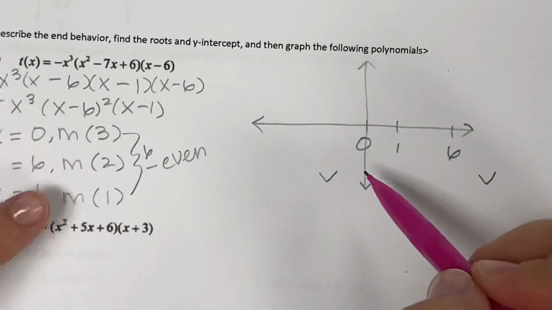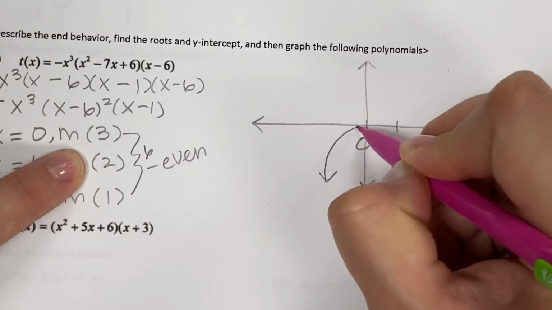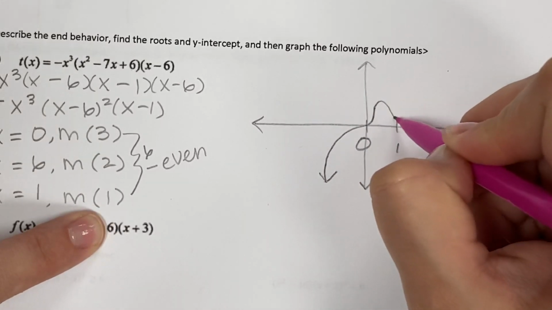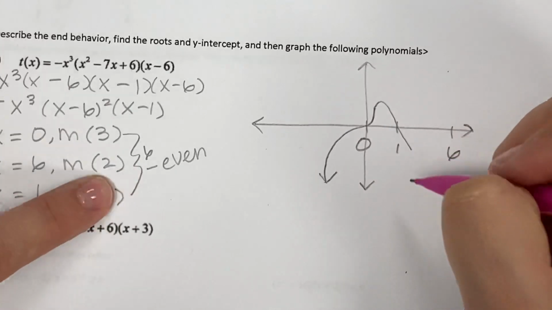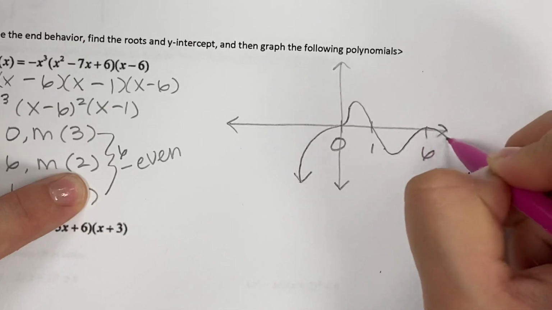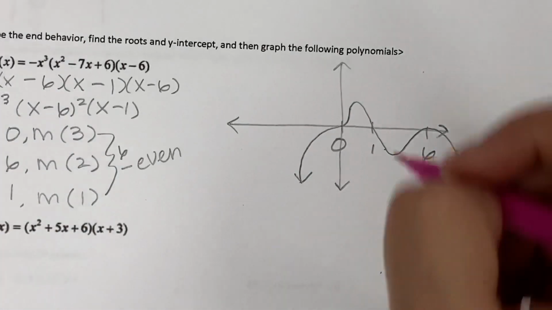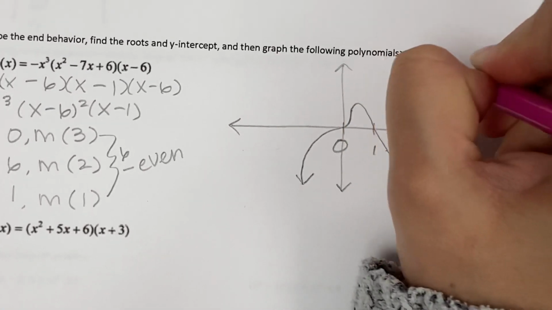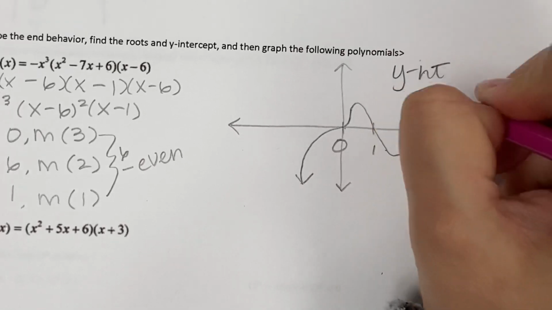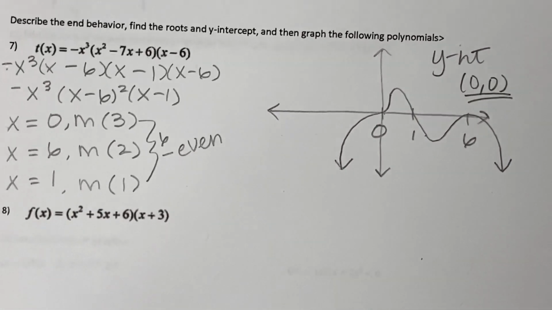Okay, so I'm gonna go to 0 first. 0's multiplicity is 3, that's a wiggle. 1's multiplicity is 1, so I'm gonna go through. 6's multiplicity is 2, so I'm going to bounce. There's our graph. The last thing I have to determine is my y-intercept. The y-intercept here is already drawn. We don't have to solve anything. It's just 0, 0. All right, let's do another one.